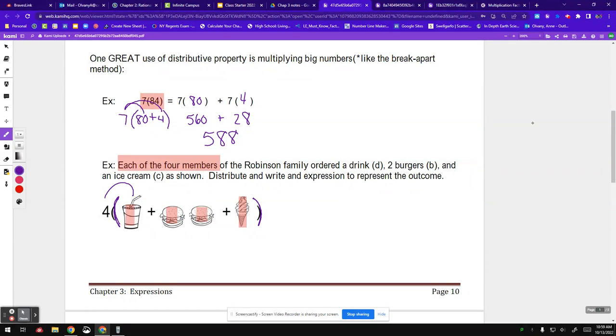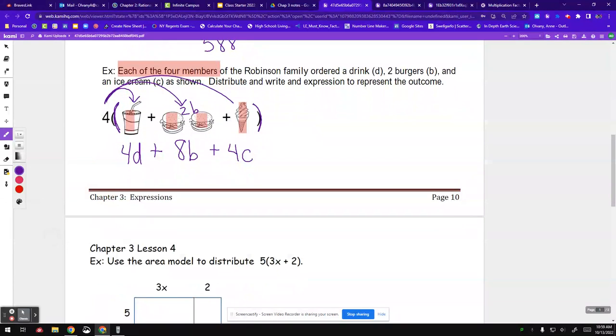So you're going to have 4 drinks plus, if each person gets 2 cheeseburgers, right? What's this be? 2 B's. 4 times 2, that's 8 burgers, plus 4 times 1 ice cream, 4 ice creams. That's what it would look like if you were distributing. And then you can just say, when you order, I'd like 4 small Cokes, 8 burgers, and 4 ice creams, instead of drink, 2 burgers, ice cream, drink, 2 burgers, ice cream.